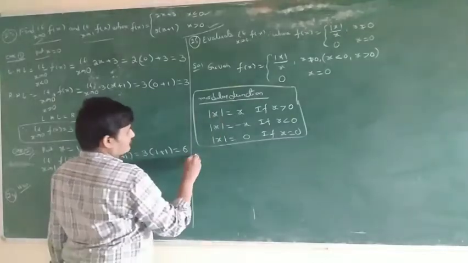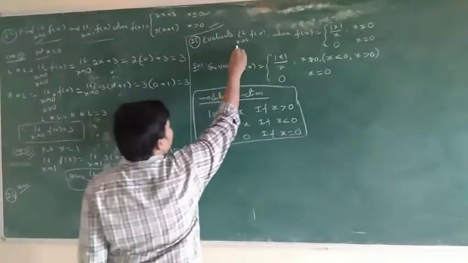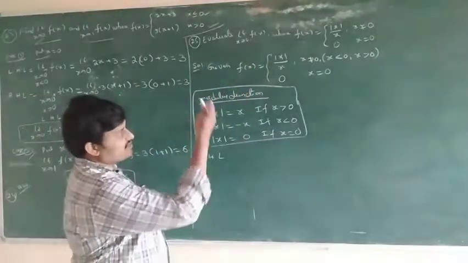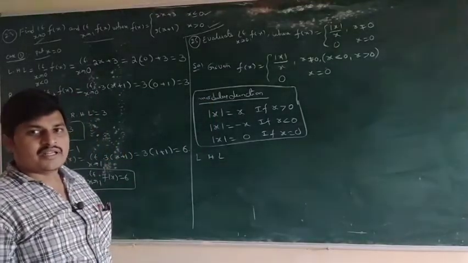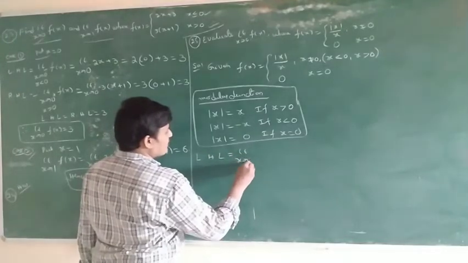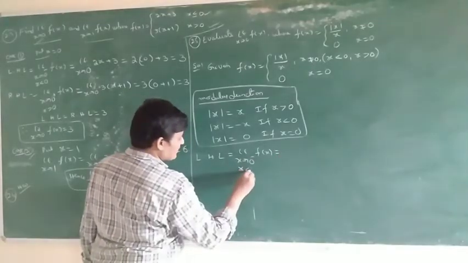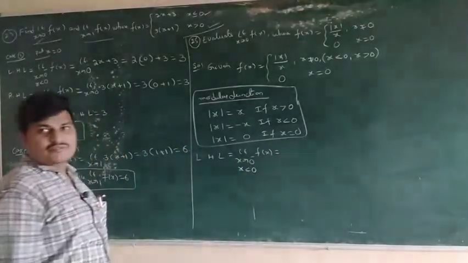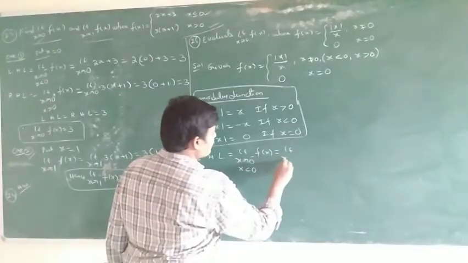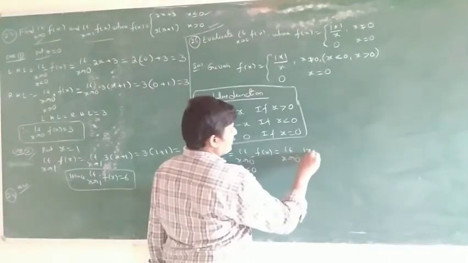Okay, so left hand limit. What we have to find out? Limit x tends to 0, f of x. At 0, how many functions are there? 2 functions are there. So compulsorily LHL and RHL. Left hand limit is equal to limit x tends to 0 minus f of x. 0 minus means x less than 0. Which function applies for x less than 0? Mod x by x.